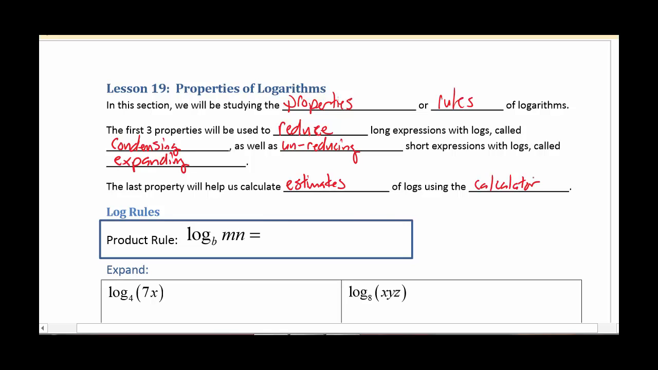Okay, so our first log rule involves the product rule. This is where, inside a log, we have a product of some type going on. What this product rule allows us to do then is break up the product into a sum of two logs. So log base b of m plus log base b of n.